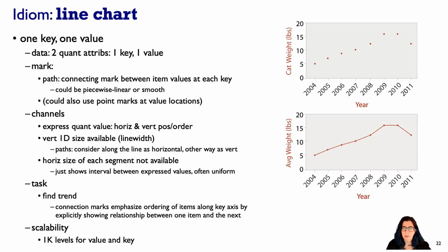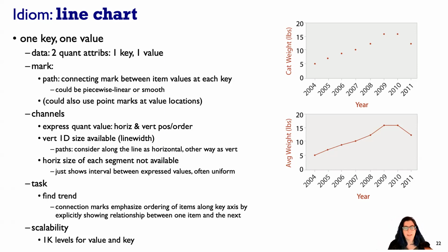Now, notice how the horizontal size, that is, going from 2004 to 2005, is not available to encode something else. It's just showing you the interval. That length is the interval between these expressed values. In many cases, it's uniform, although sometimes you'll see line charts where there's a non-uniform sampling of those points.